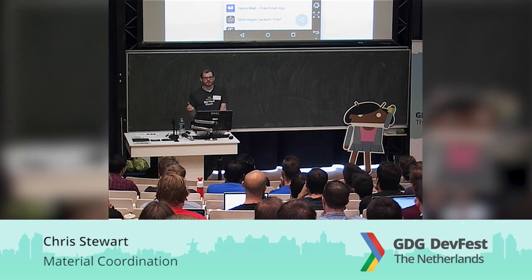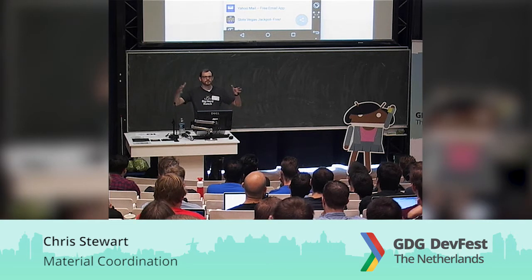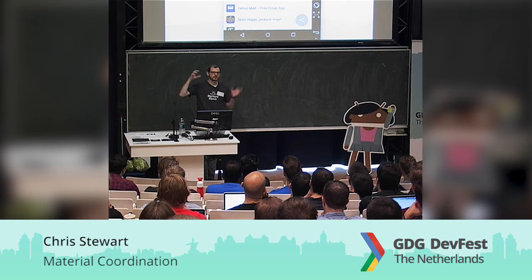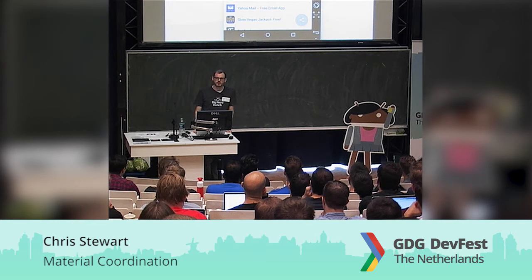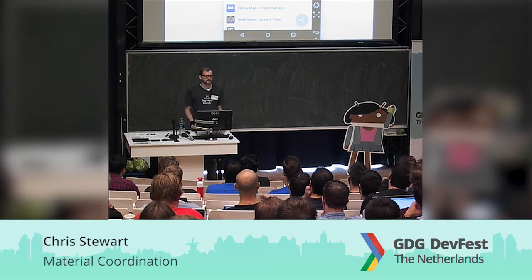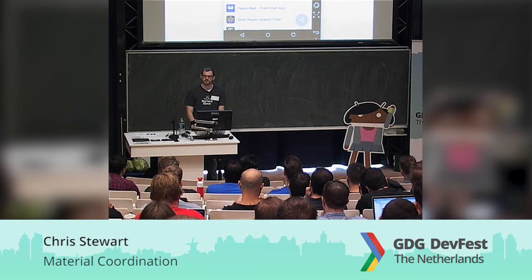What coordinator layout does is it coordinates the movement of one thing with another thing. So when the user is scrolling in the recycler view, I want to coordinate that scrolling movement with my toolbar up here at the top of the screen. Coordinator layout coordinates movement of any components that you might want to use. In this example, I'm using a recycler view and a toolbar.